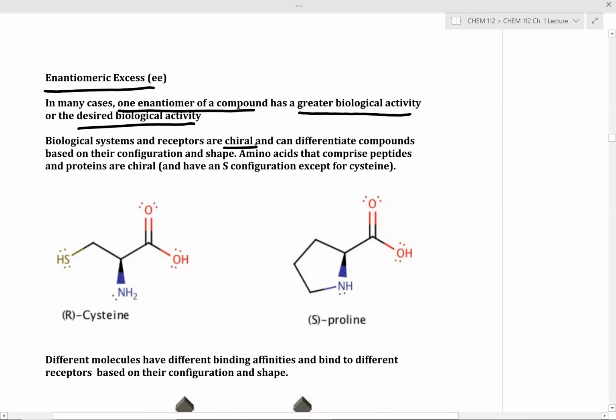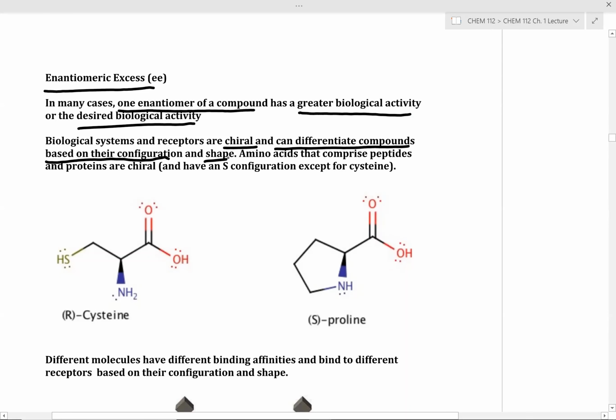We, as organisms, are composed of chiral molecules arranged to generate chiral structures. And because these biological systems and receptors are chiral, just like your hand can determine whether you're shaking someone's hand with the left or right hand, these receptors can differentiate compounds based on their configuration and shape.